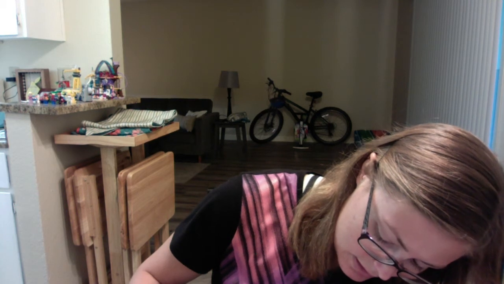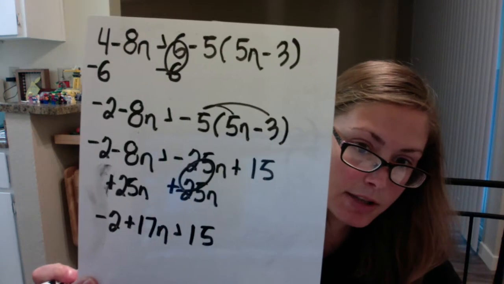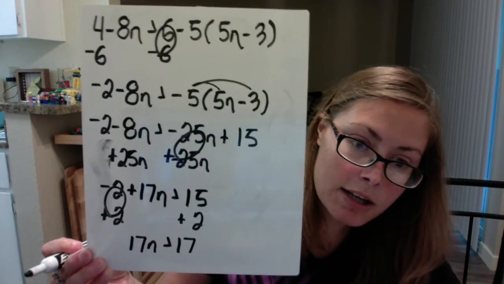And that gets us negative 2 plus 17n is greater than 15. Then we're going to add 2 to both sides. That gets us 17n is greater than 17. Then we're going to divide by 17 on both sides. And that gets us n is greater than 1.